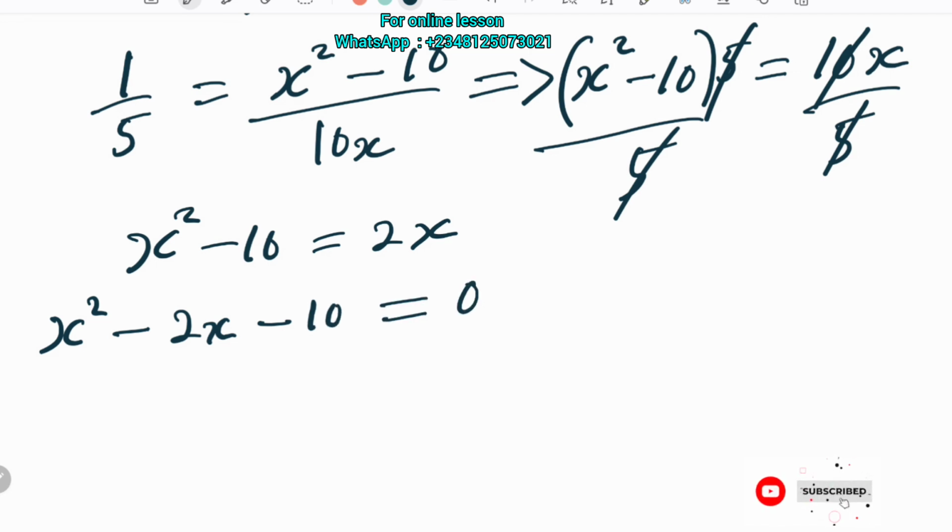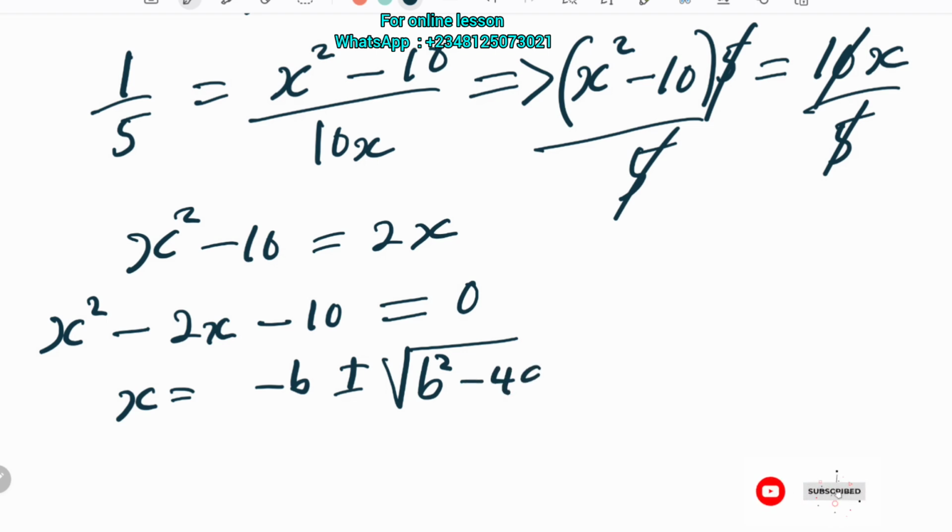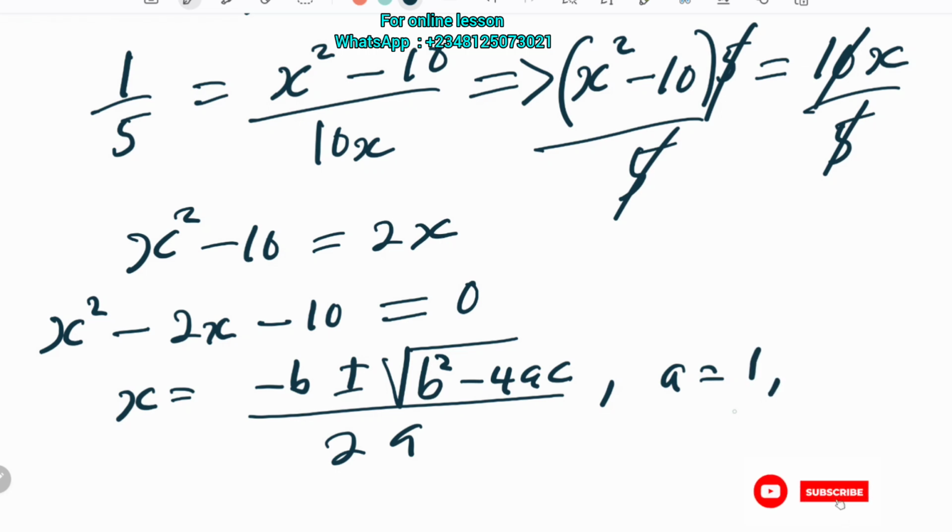Now let us solve this equation quadratically. Now, there is no way we can factorize this. We are going to make use of the quadratic formula. We say that x equal to minus b plus or minus the root of b squared minus 4ac all over 2a. So now know that in this equation, a is equal to 1, the coefficient of x squared. Then b equal to negative 2. Then c is equal to negative 10.